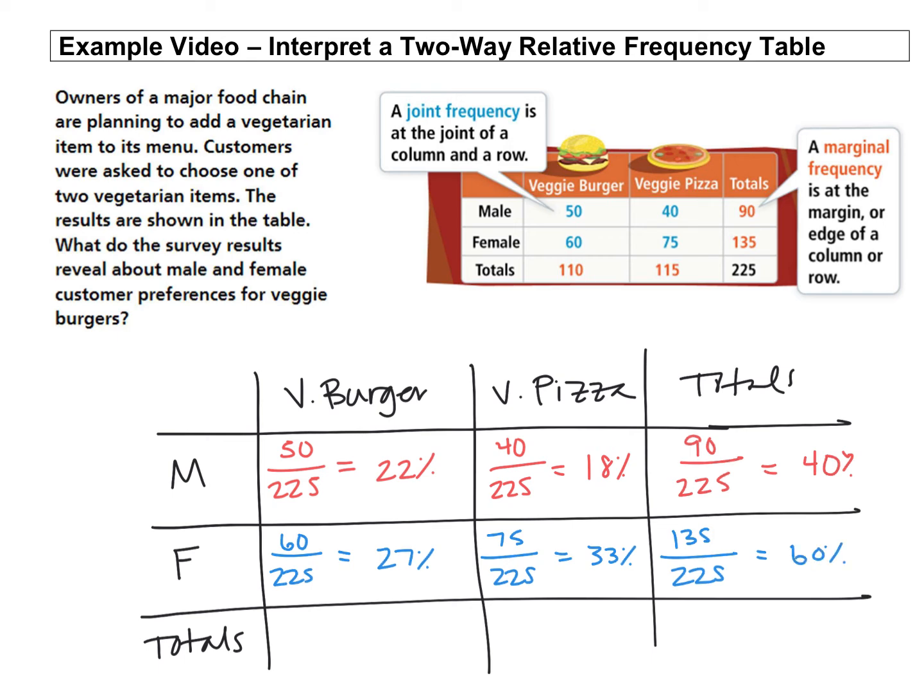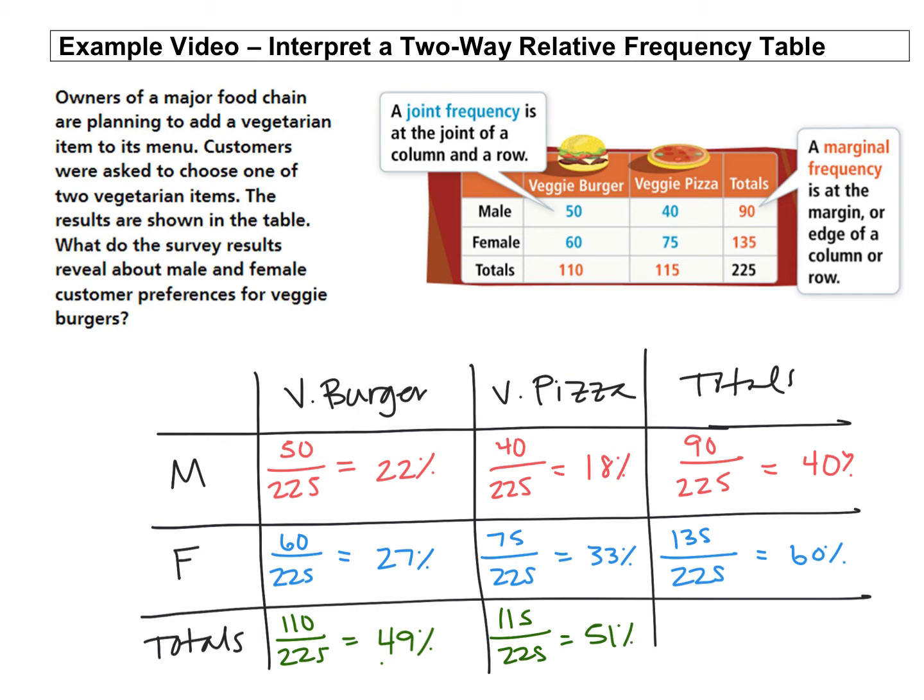All right, so our totals will go along the bottom row. So how many total people picked a veggie burger? That was 110 out of the 225. And what is that as a percent? About 49%, rounding to the nearest percent. Here we had 115 out of 225, and we get 51%.